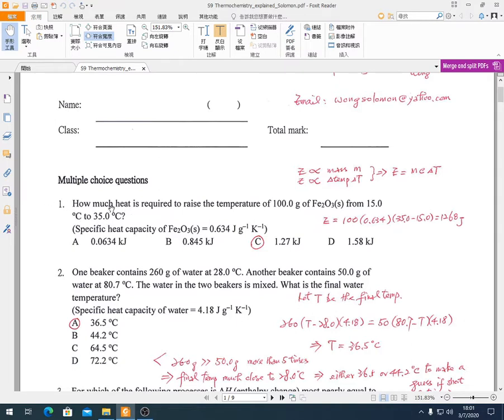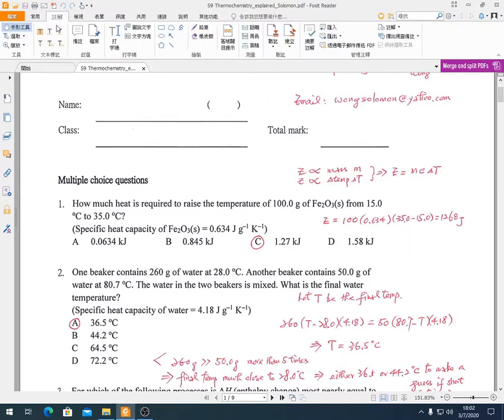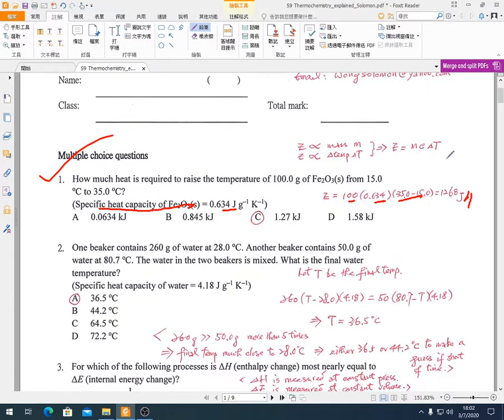Now for number 1, we want to calculate the amount of heat required to raise the temperature from 15 to 35. The difference is 20, and you have 100 gram of Fe2O3. Then we just substitute the mass, 100 gram, and the specific heat capacity. Let me underline it for you. The specific heat capacity of Fe2O3 should be 0.634. So mc delta T, straightforward. Then you get the answer. Does everybody understand this one? This is a basic one. E equals mc delta T.